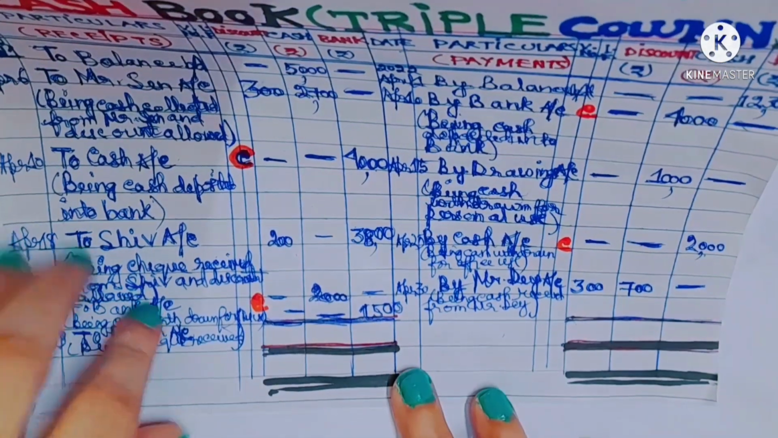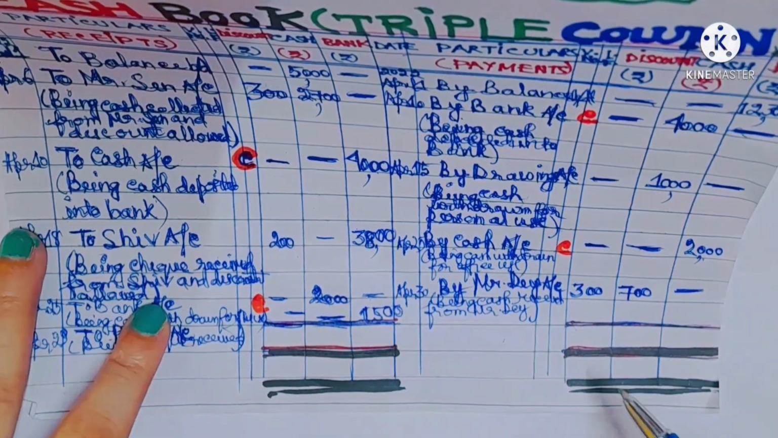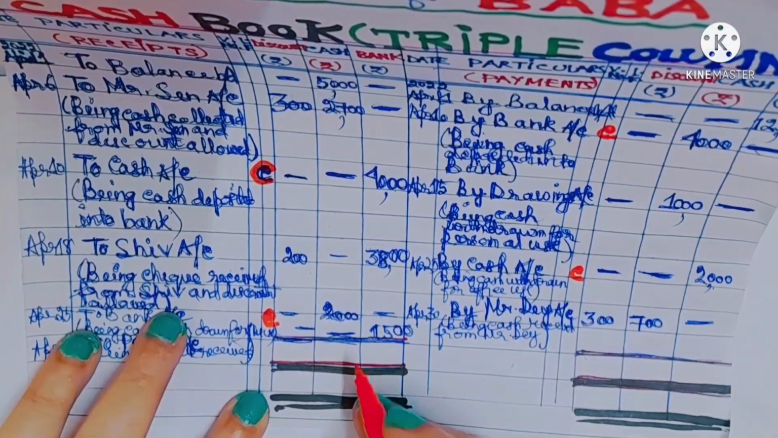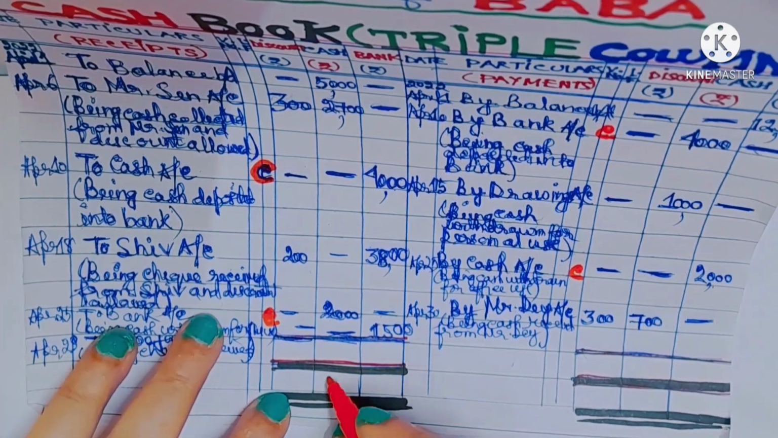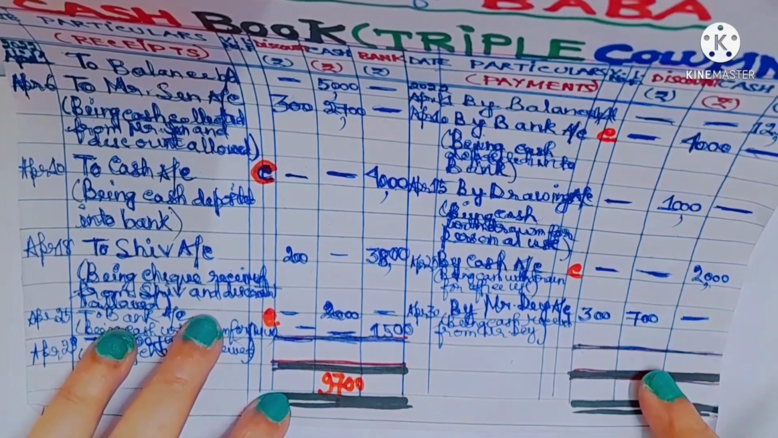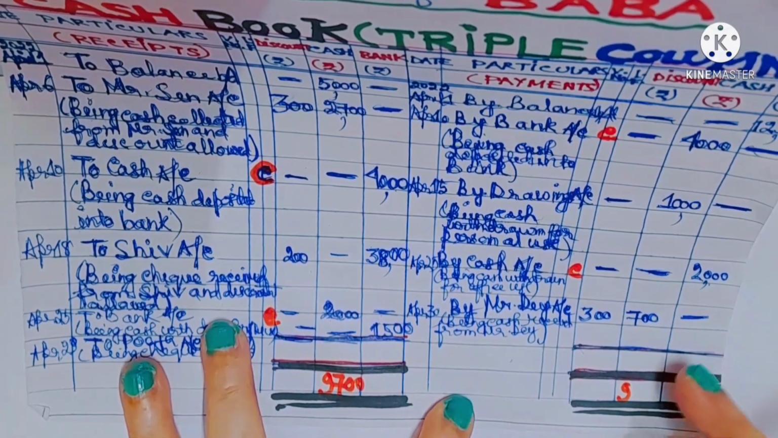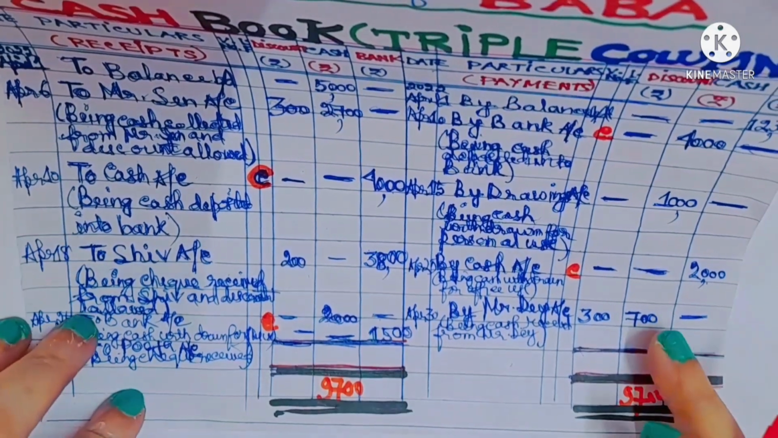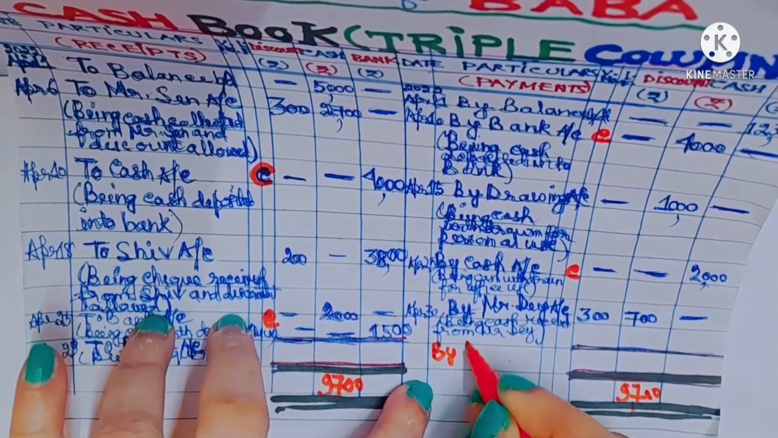Okay. Now, let's see the total of cash column on the debit side and the cash column on the credit side. So, the total of cash column on the debit side is 9,700. So, we'll have to write 9,700. And the total of cash column on the credit side is 5,700. The rule is whichever is bigger, we have to write the bigger amount. There will be a shortfall on the credit side in the cash column. So, what will be the balancing figure? We have to write by balance c/d.